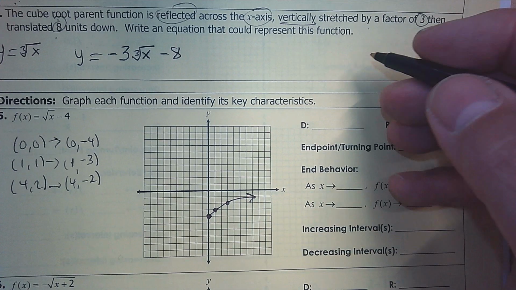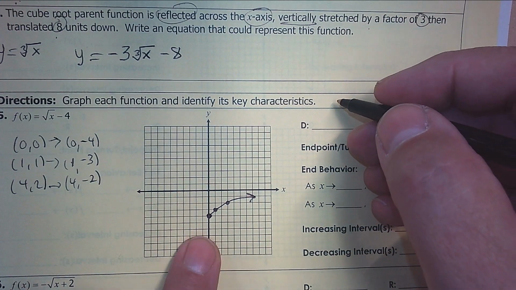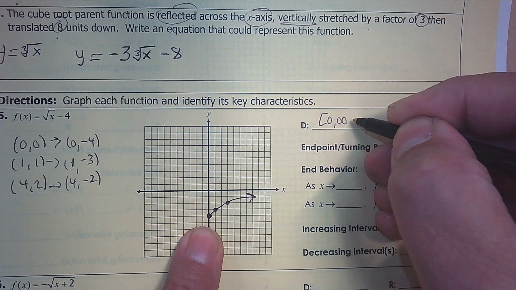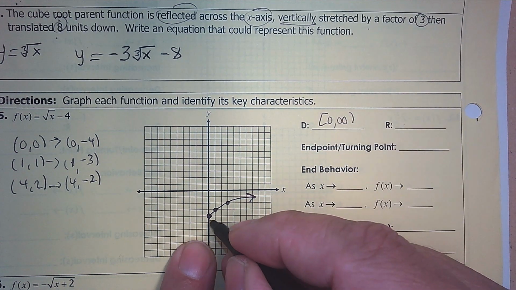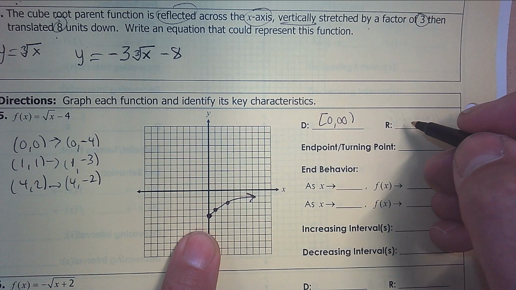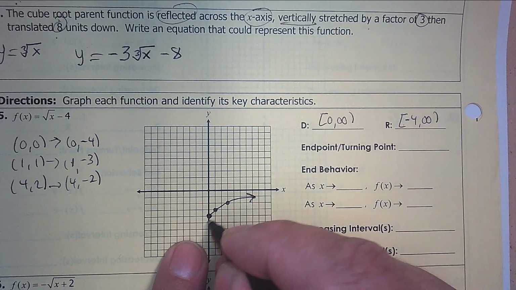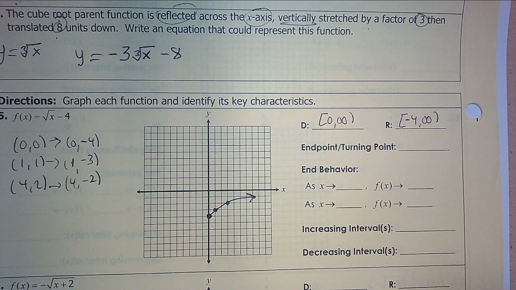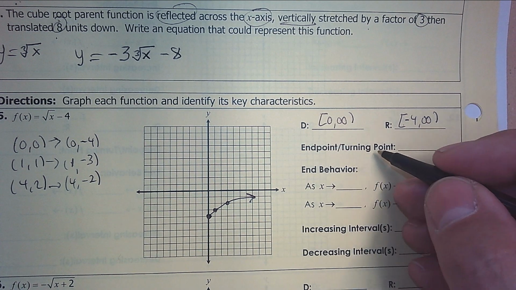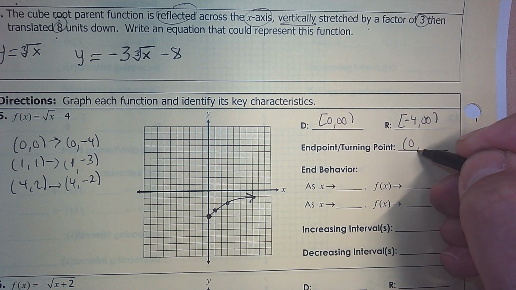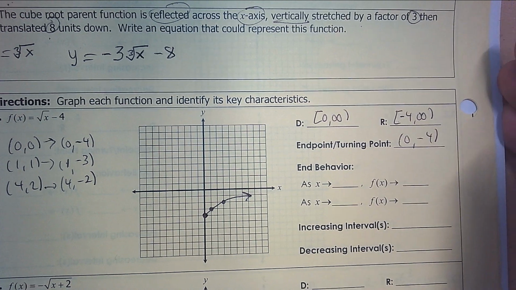So the domain in this case, the x value, is 0, and it goes to infinity. The range, what's the y value there? That's -4, and it's included, and it goes to infinity, going up forever. Where's the end or turning point, or the starting point, really? Well, that's at 0 and -4. That's where you would start the graph.